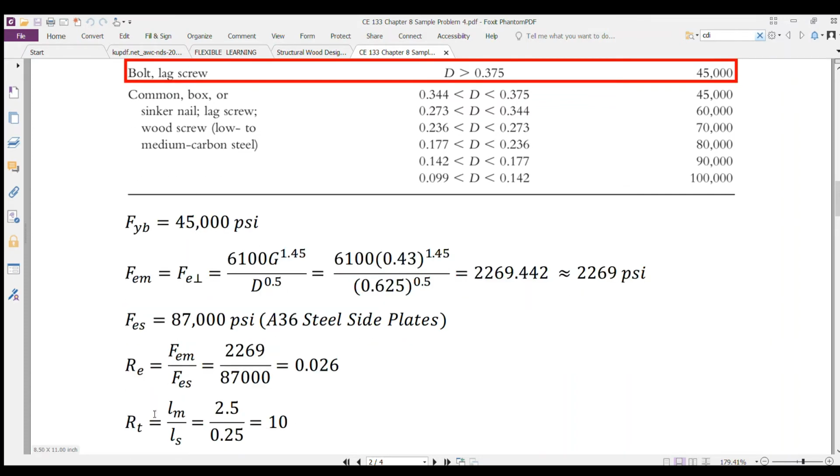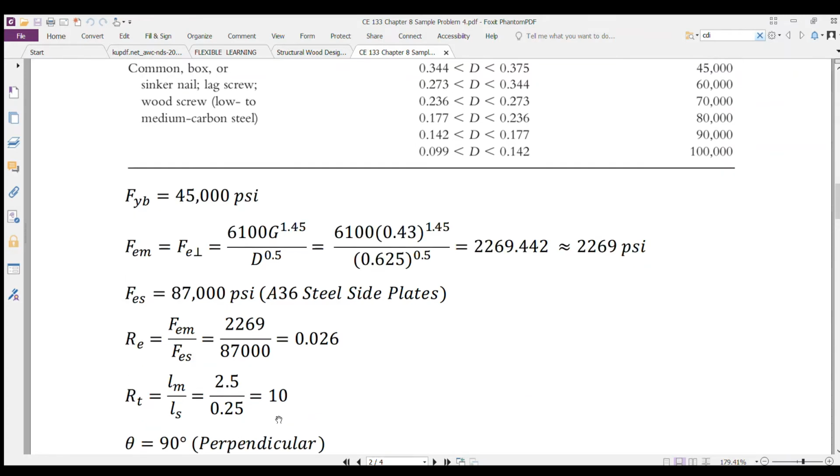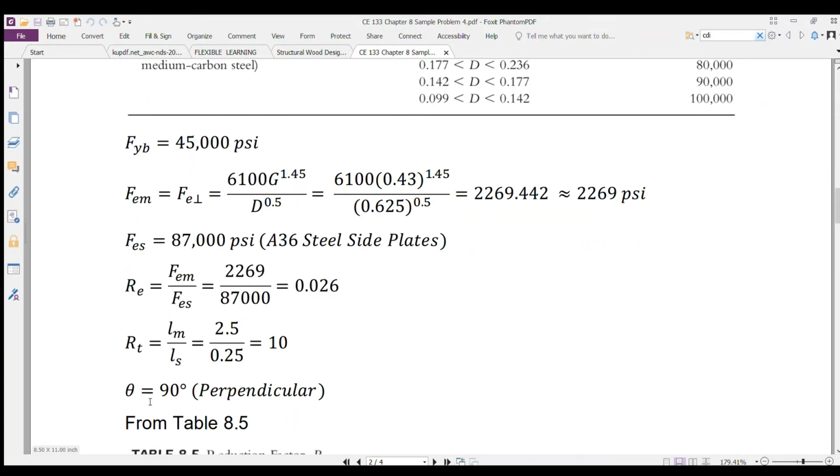For the value of R sub D, it will be equal to L sub M over L sub S. Since the bolt passed through the main member and side members, we have here a value of L sub M of 2.5 over a value of 0.25 for L sub S, which yields a value of R sub T equal to 10, and the value of theta will be equal to 90 degrees since it will be the angle of the grain and the application of load is perpendicular.